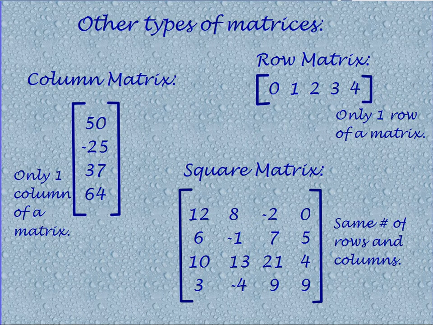There's just a few other types of matrices that have special names you should know. When there's only one column involved, that's called a column matrix. When there's only one row involved, you can call that a row matrix. And if you have the same number of rows and columns, that's called a square matrix.